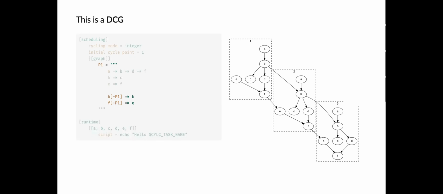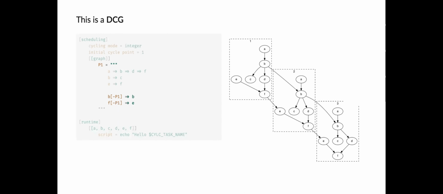And we need to tell Cylc a little bit about the dependencies which span between cycles, the intercycle dependencies. The square brackets minus P1 bit means from the previous cycle. So B minus P1, arrow B, means that the task B is dependent on its previous instance. So now we have a cycling workflow that's suitable for solving a repeating problem. For example, processing a data set in chunks.